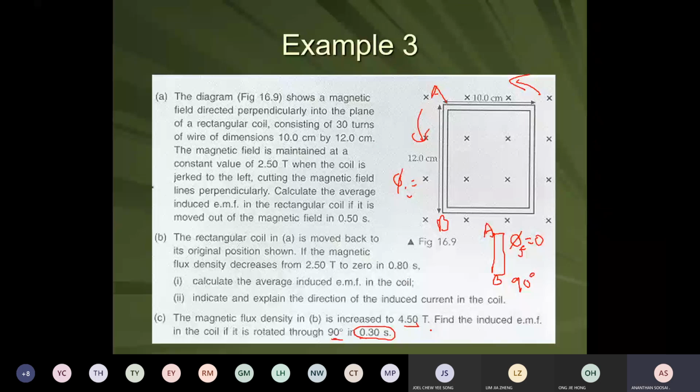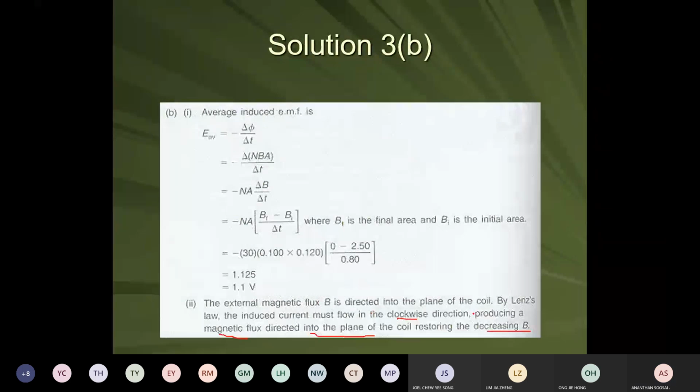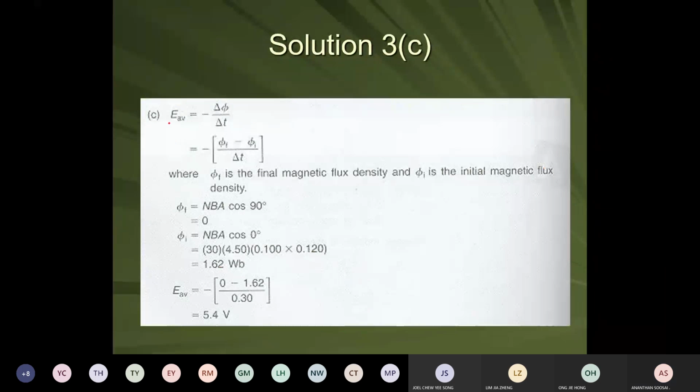So find the EMF as usual, negative d psi over dt. So negative final flux minus the initial flux over the time. Final flux is 0. Okay, so we go back to the working. The average EMF is negative d psi over dt, final flux minus initial flux over time. Final flux NBA cos 90, and 90 degrees, cos 90, is actually 0.